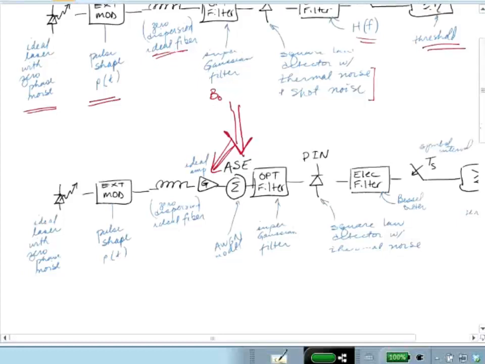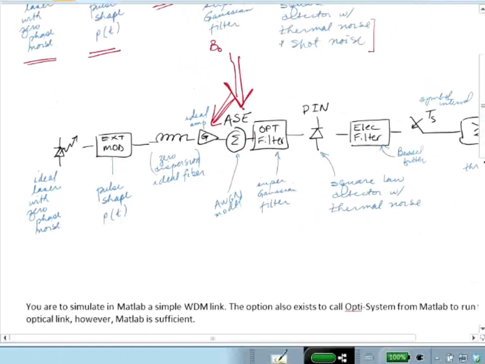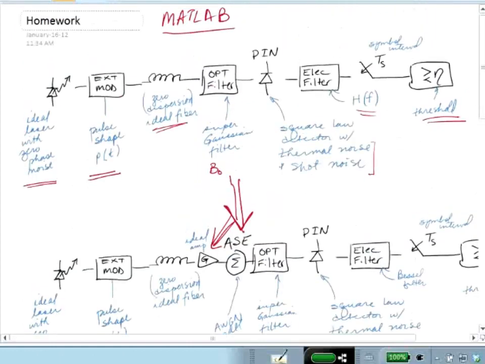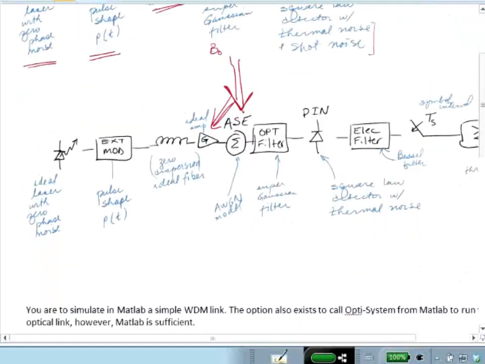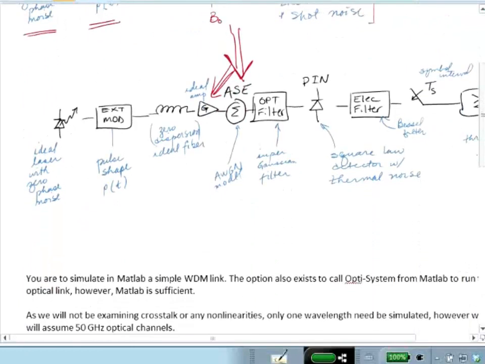So there are the two aspects that will be examined. You'll only be generating one wavelength. However, the equations we develop are also applicable to WDM systems because we are using an optical filter. That optical filter could be used to isolate the channel and reduce the crosstalk, and in that case the equations that we have should be valid for even a WDM system. Again, this is all done in MATLAB.